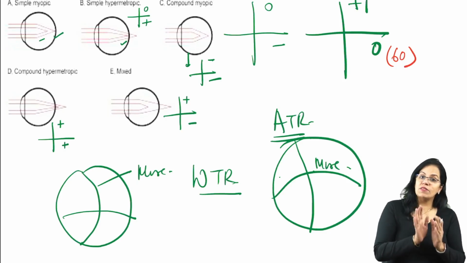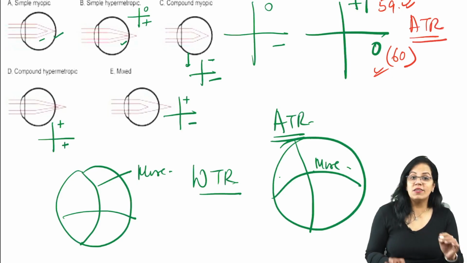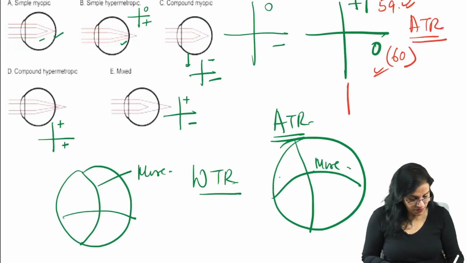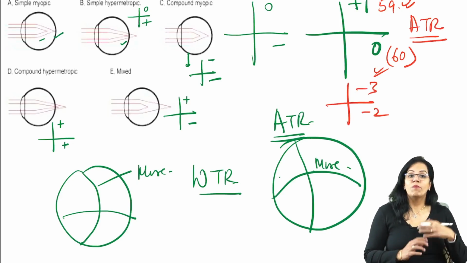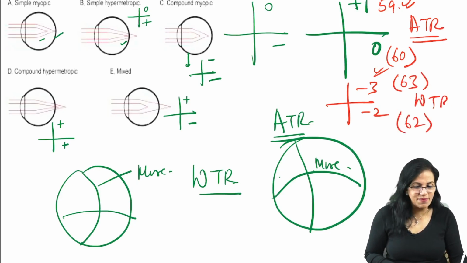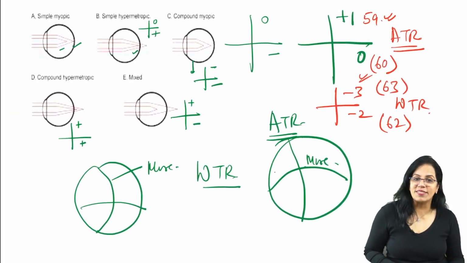So when you say +1, it means 60 minus 1. Actually, it is a 59. So this is lesser, this is more. So this is against the rule. So don't forget 0 is 60. Anything in minus means you have to add to 60. For example, if I say, tell me -3 minus 2, what type of astigmatism? -3 means 60 plus 3, 63. Minus 2 means 62. So this is with the rule astigmatism. Got it? So this is the way we have to solve these questions.